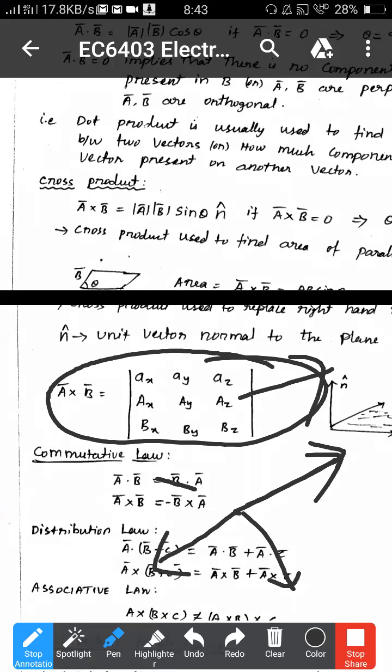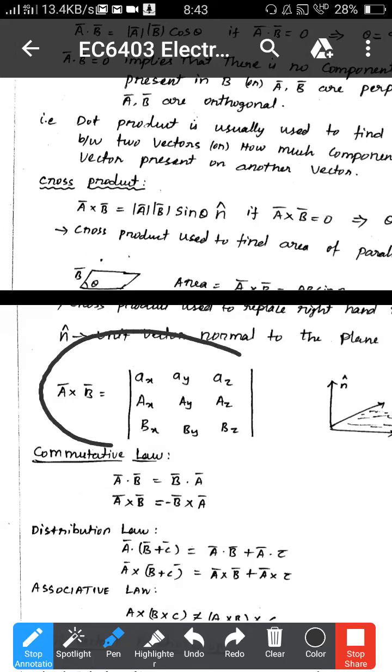With any two vectors, you can make a plane. For a plane, you can have a perpendicular surface. So in reality, the direction may be anything, and that can be easily calculated with the help of this matrix formula. That is the idea.